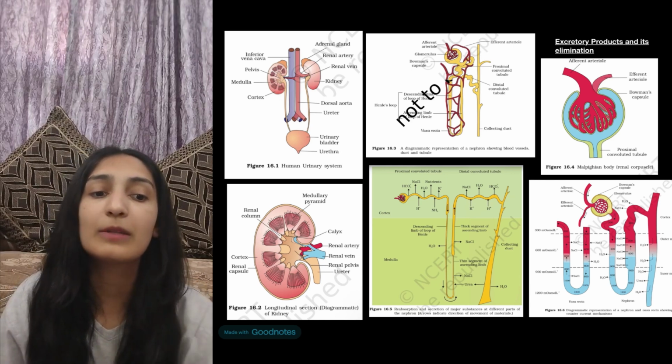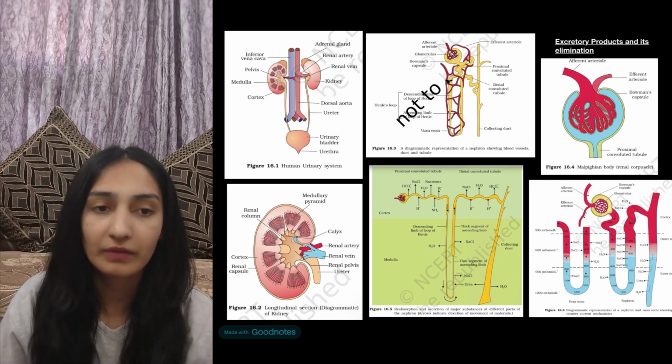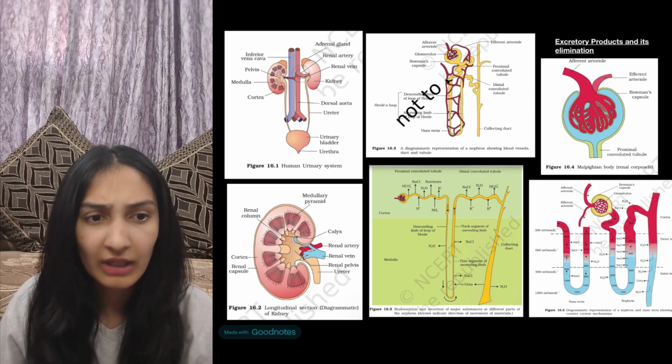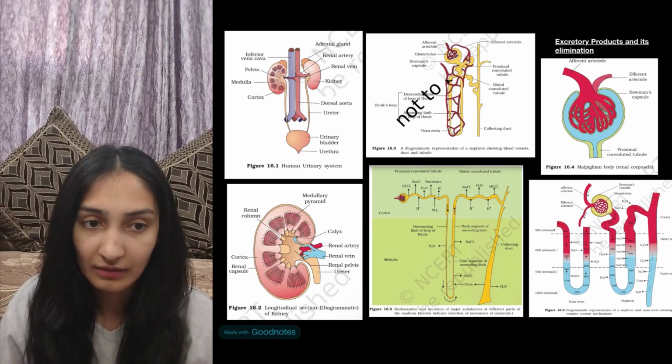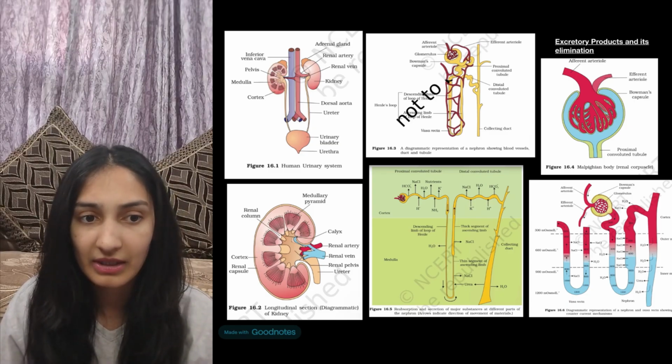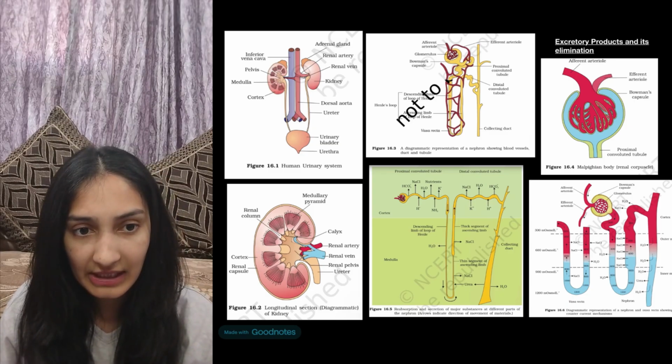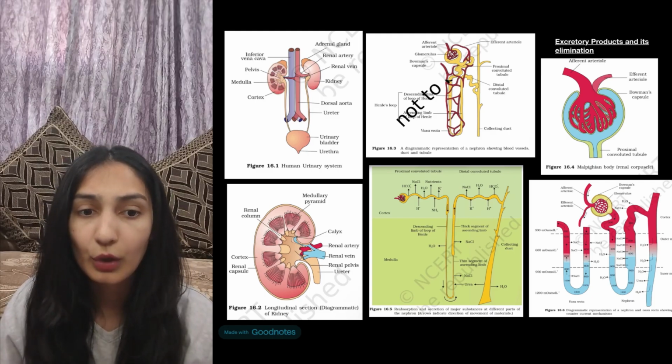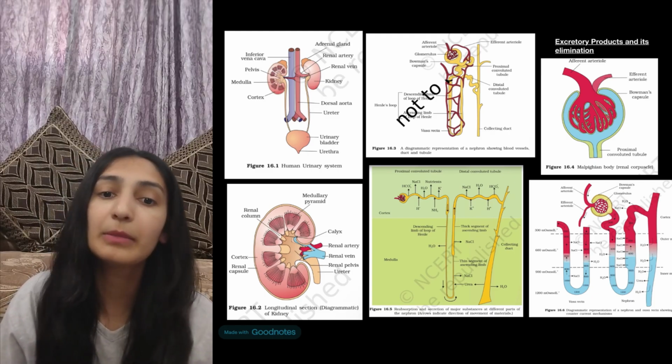Then we have figure 16.2, where you can see a longitudinal section of the kidney. So we have the renal artery and renal vein, which are entering into the renal pelvis, and we can clearly see the renal columns, the cortex, the renal capsule and the medullary pyramid.